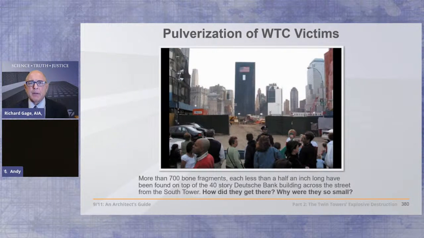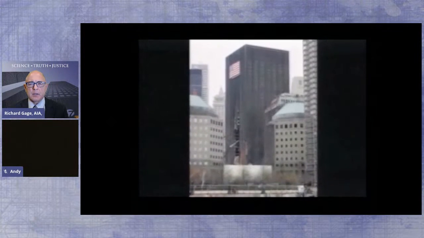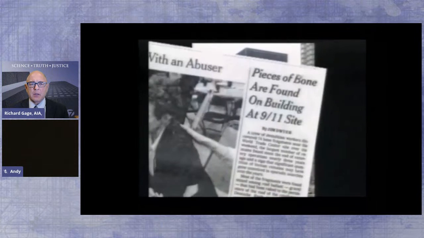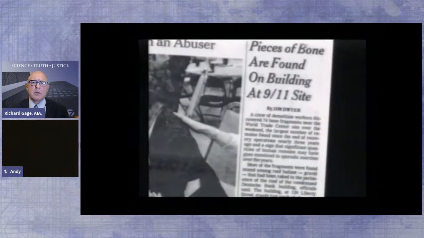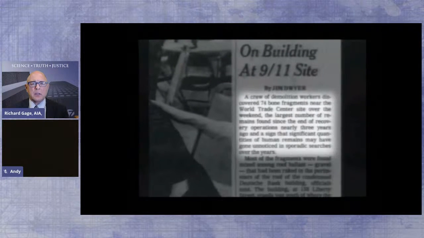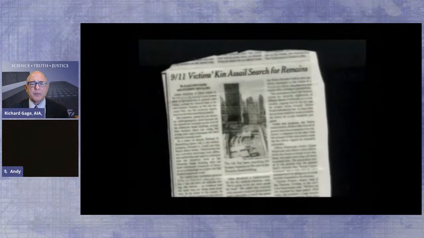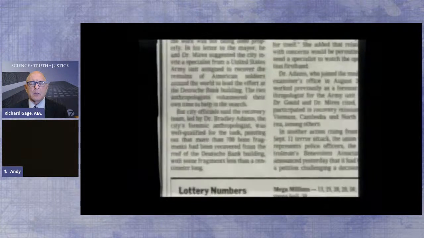What about the people? In April 2006, New Yorkers were distressed to learn that bone fragments, human remains from 9/11, had been found on the roof of the nearby Deutsche Bank building. And how, in God's name, did those fragments get there? And bone fragments less than a centimeter long. How could they be so small?